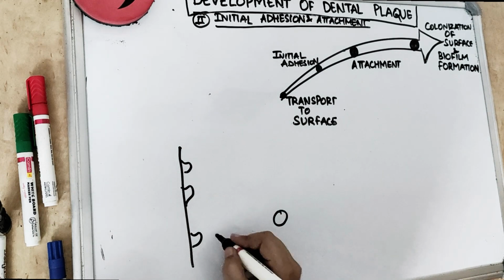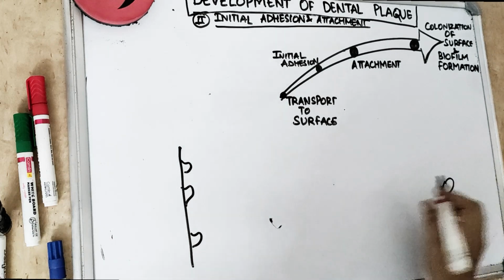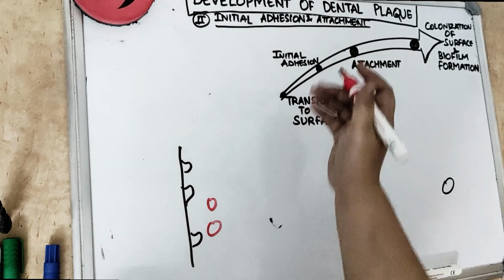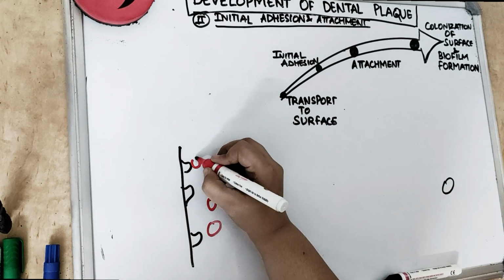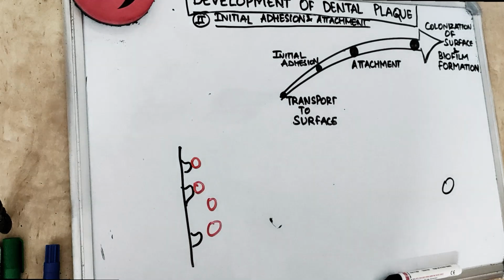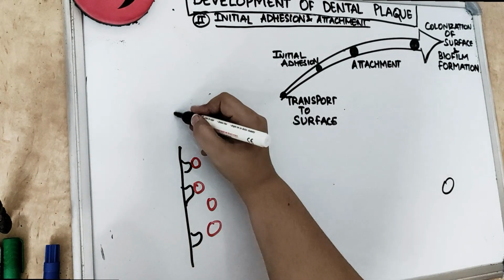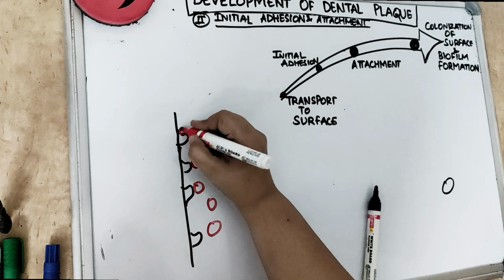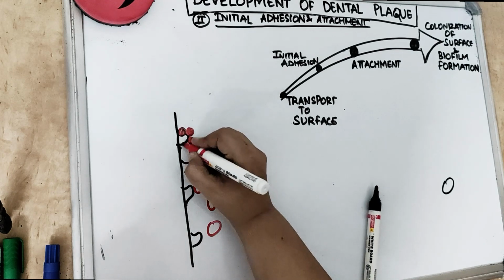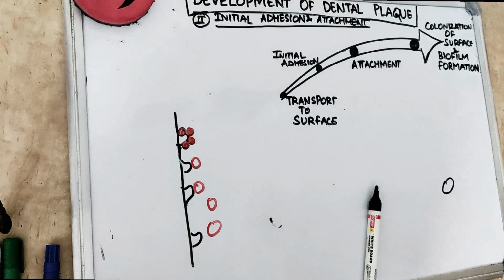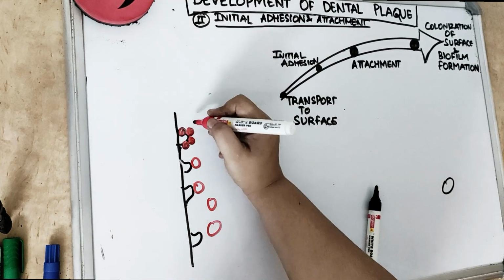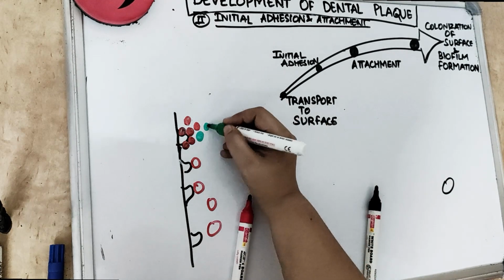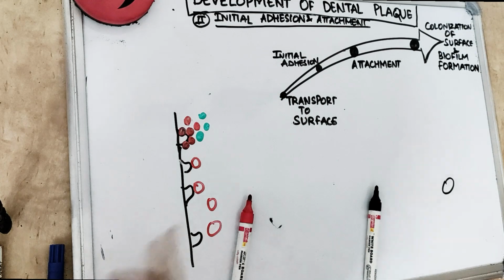Transportation to the surface means the bacteria which was here is now coming close to the pellicle. Initial adhesion is when the bacteria comes in close contact with the pellicle, and attachment means when the bacteria attaches to the pellicle. So it makes an irreversible bond. And then there is colonization, and it starts growing and attracting other bacteria. So this is the whole process of initial adhesion and attachment.